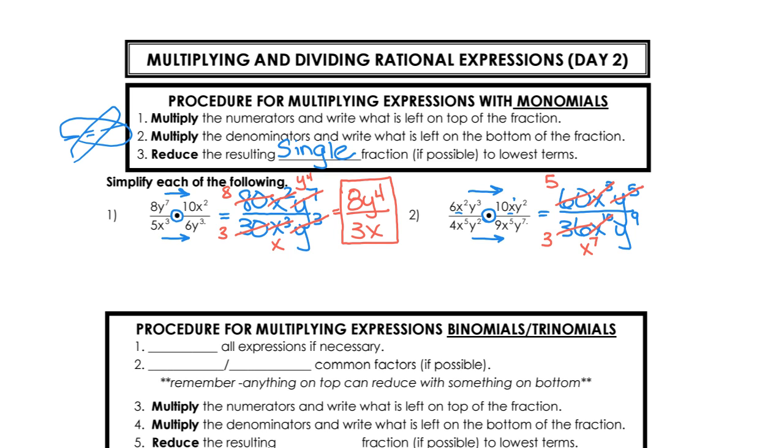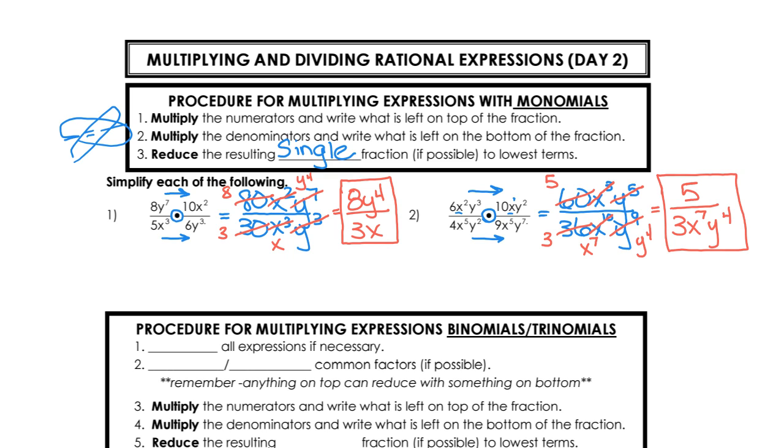Y to the 5th will be completely gone, and y to the 5th taken out of y to the 9th will leave y to the 4th. Okay, I believe that is all I can cancel, so going across the top, I only have a 5 left. Across the bottom, I have a 3, x to the 7th, y to the 4th. And there is our final answer in reduced form.